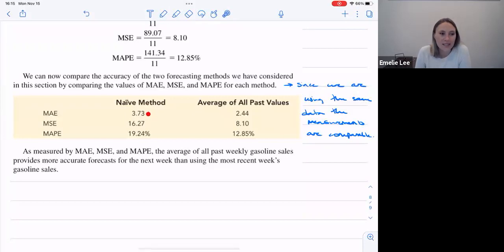So the naive method, we get a MAD or an MAE of 3.73, and the average of all the past values gets us down to 2.44. Now, of course, an error measurement that's low is a good thing, right? And so we see a reduction in all those error measurements. And so as measured by the MAD, the MSE, and the MAPE, the average of all the past weekly gasoline sales provides more accurate forecasts for the next week than using the most recent week's gasoline sales.